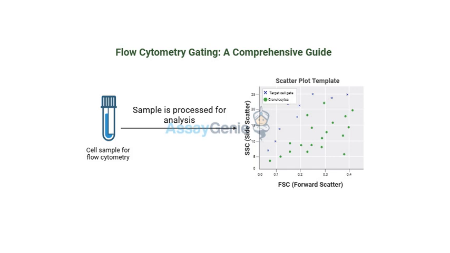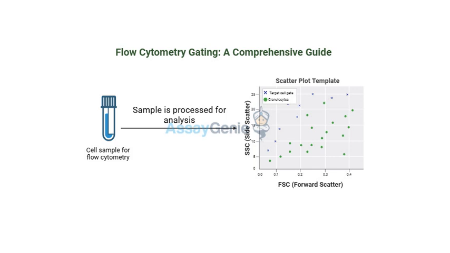It's like we had this high-tech sorting hat, but for cells. It lets us separate them and analyze them based on their own special features. We're using this awesome guide from Assay Genie. They're a biotech company, and it's really helping us understand this complex world. Think of this deep dive as your detective's handbook for flow cytometry gating.